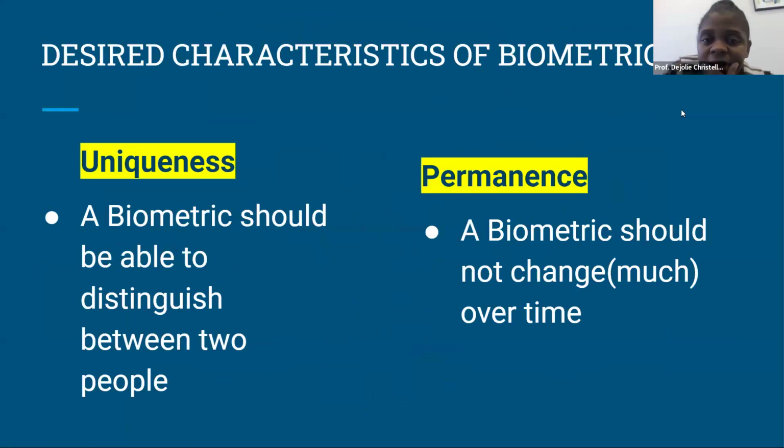So desired characteristic of biometry, it should be what? What is uniqueness? Biometrics should be able to distinguish between two people. And permanence: a biometric should not change much over time. Good. So when we say not change much over time, what does that mean? For instance, you may age, therefore there is going to be slight change.